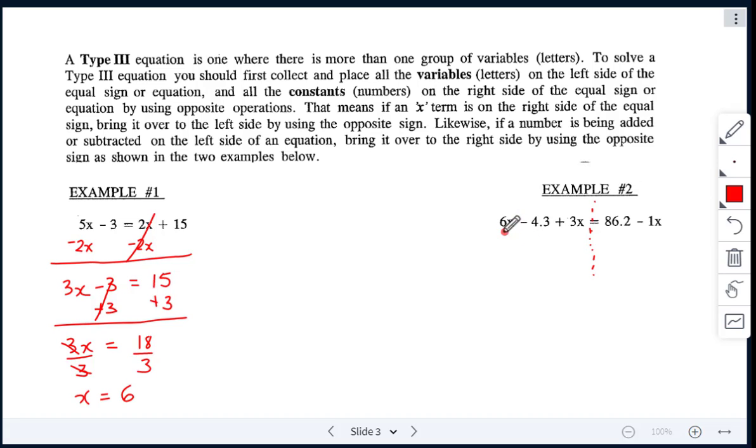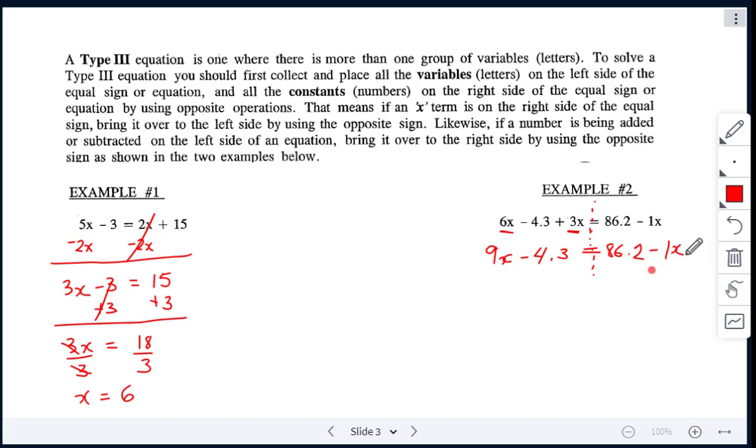So here I have a 6x and I have a positive 3x. So I can collect those together here and make it into 9x. So now it is 9x minus 4.3 is equal to 86.2 minus the 1x. All right, so all I've done so far is I just collected the two terms together. And because they're on the same side of the equal sign, I can just collect them together by just adding them. So 6x plus 3x, which gave me the 9x.